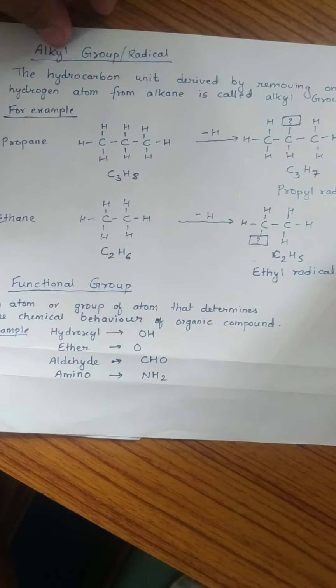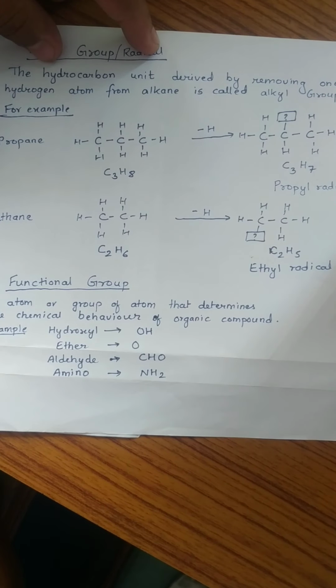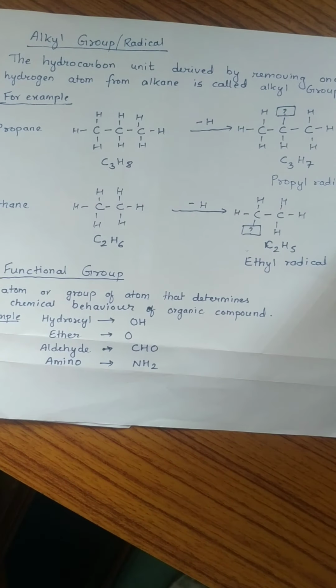What is alkyl group? Alkyl group is nothing but the new unit of hydrocarbon that is produced by removing one hydrogen from an alkane. It can be anyone: methane, ethane, propane, butane. From the number of hydrogens present in the organic compound, you just remove one hydrogen atom, then there is a place empty. If the place is empty, then it forms a radical, and that radical is called the alkyl group.